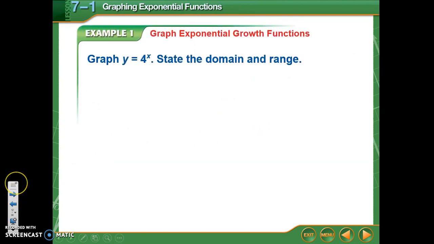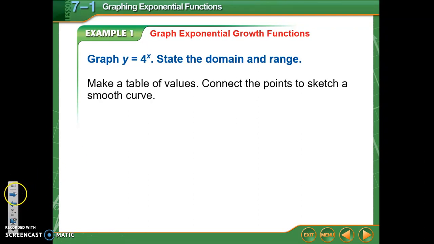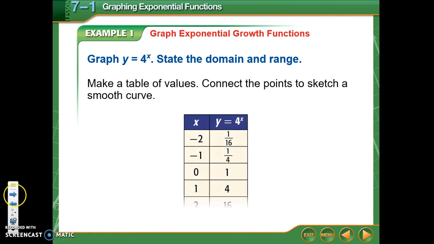All right, so let's take a look at y equals 4 to the x. We're going to graph this function and then state the domain and range. Basically what we're going to do is make a table of values and connect them to make a smooth curve, just like we would with any other graph. Make sure that we plug in some negative values, 0, and some positive values.